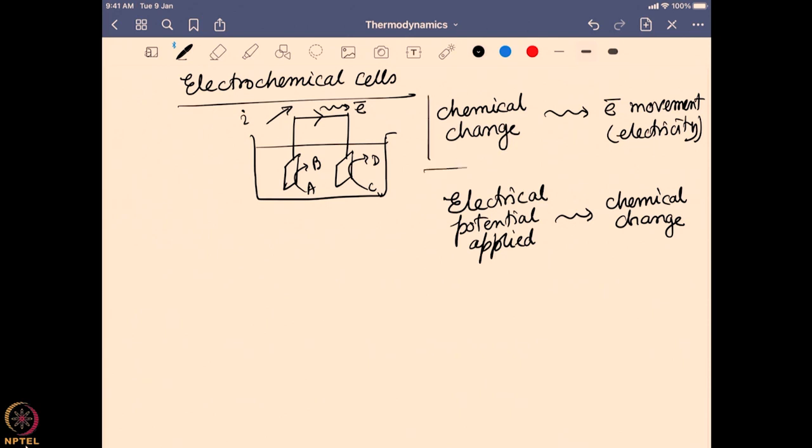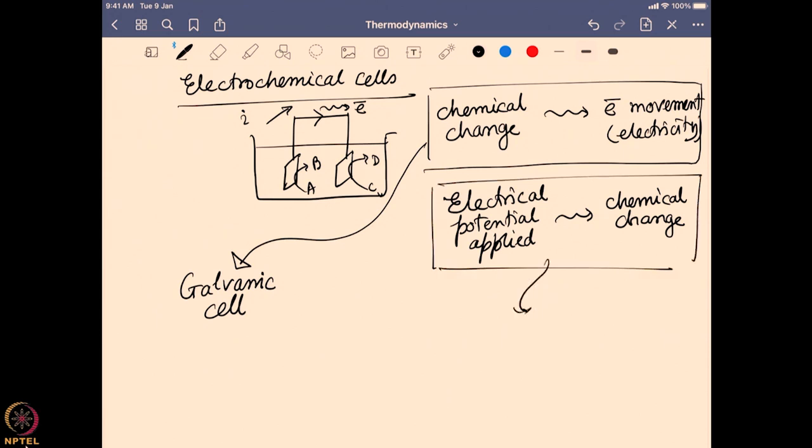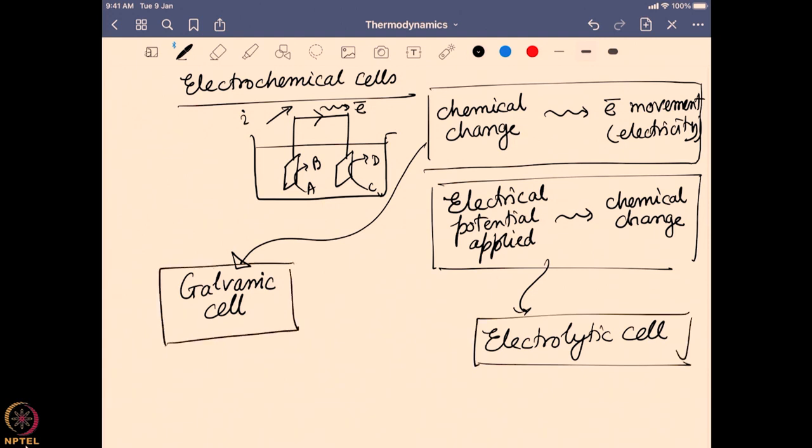Now, if the first system is happening, a chemical change is happening first and that is creating the electricity movement, that is known as a galvanic cell. And if the second thing is happening, where the electricity is actually bringing the chemical change, it is known as an electrolytic cell. So, these are the two different variations of electrochemical cells we talk about, and it all depends on the directionality of the system. Like, it is a chemical change bringing the electricity, or the electricity is bringing the chemical change. And depending on that, we can differentiate them with galvanic cell and electrolytic cell.